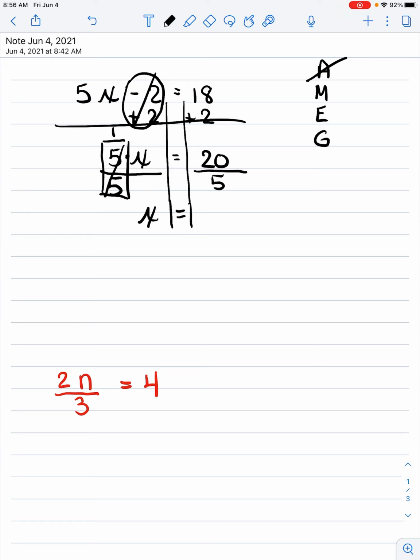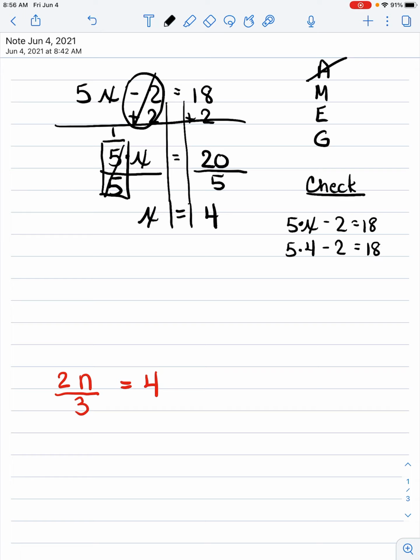We had to do the same thing to the other side to keep our equation balanced. And 20 divided by 5 is 4. So x equals 4. Now let's do our last step, which is to check. And so we have 5x minus 2 equals 18, and put your multiplication dot. 5 times 4 minus 2 equals 18.